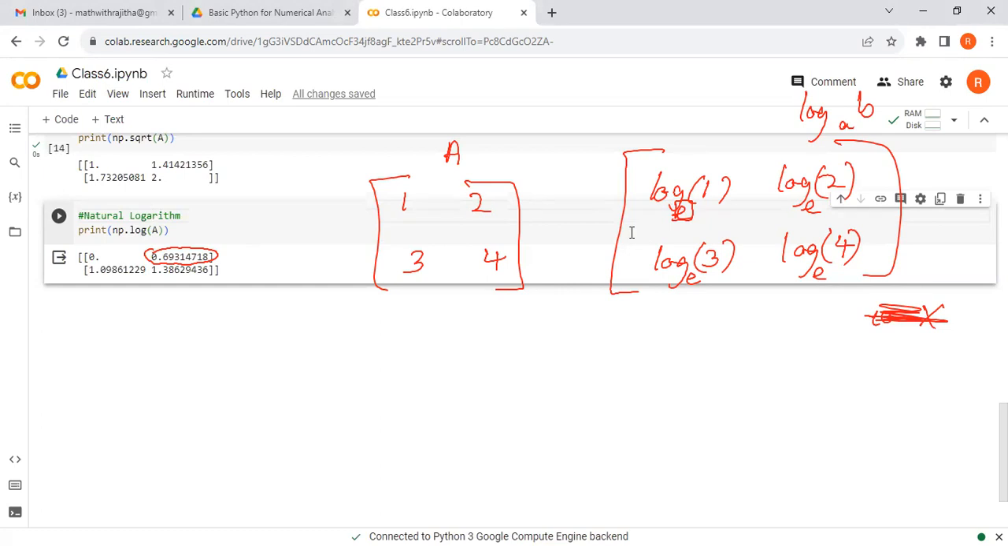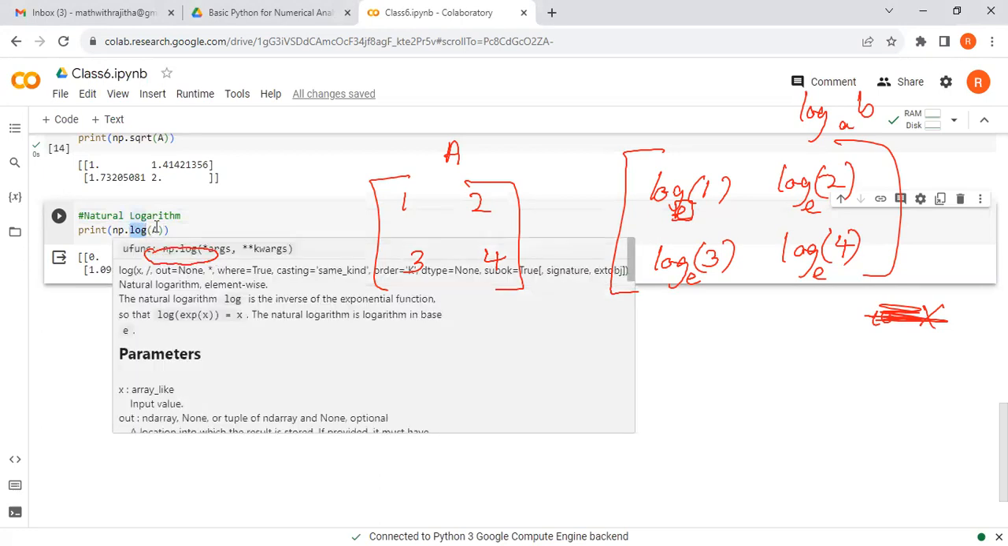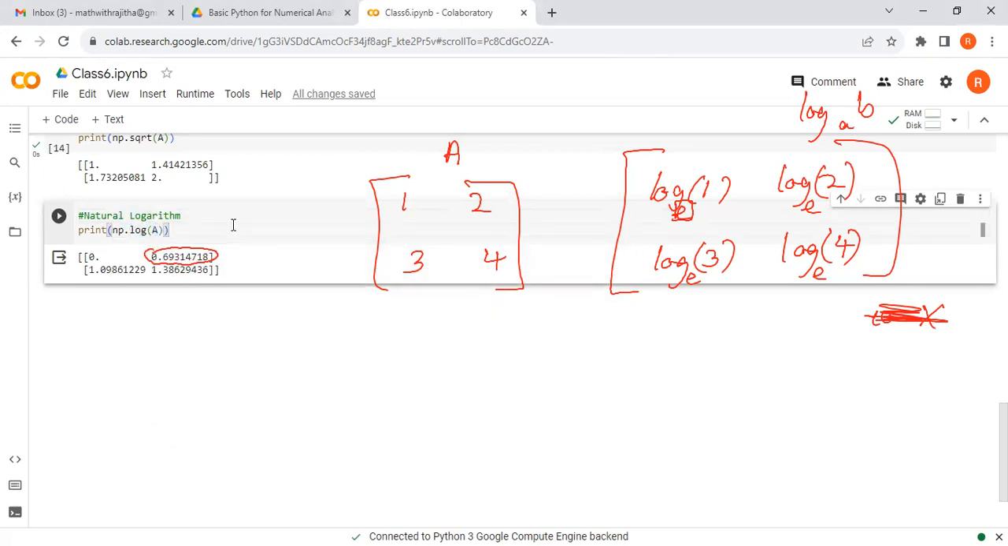So that's fine. You can also check that this log function calculates the natural logarithm of each element of A. Natural logarithm means logarithm to the base e. Okay, that's fine. Next one, dot product.